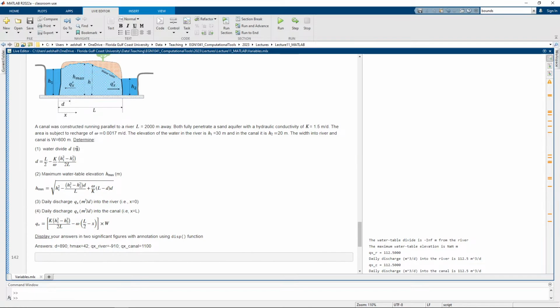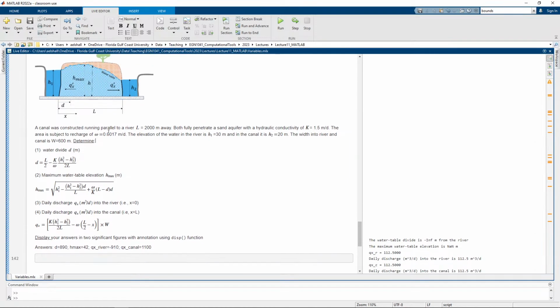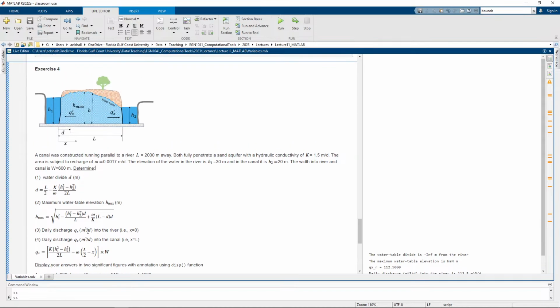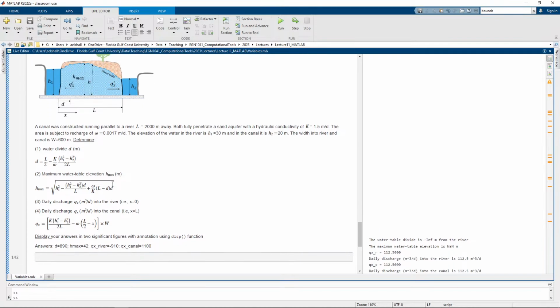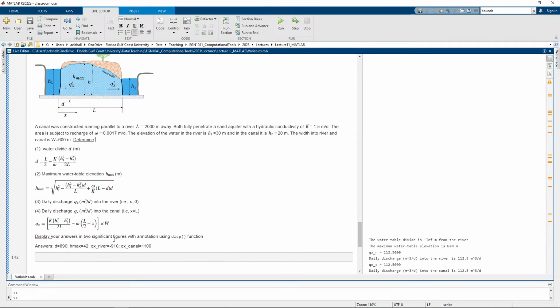and then it asks you for the maximum water table elevation. At this water divide is where you have the maximum water table elevation. And then the daily discharge into the river and the daily discharge into the canal, whatever this Q is discharging here. For each one you have the equation, and it tells you to display your answer in 2 significant figures with annotation using the display function.